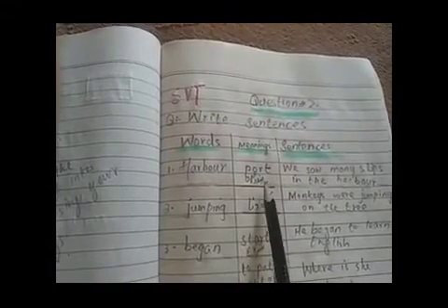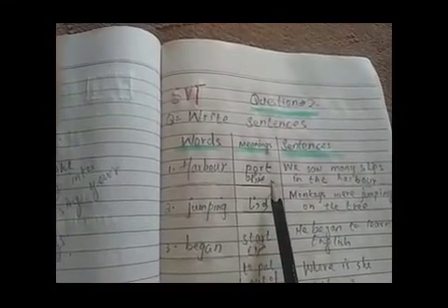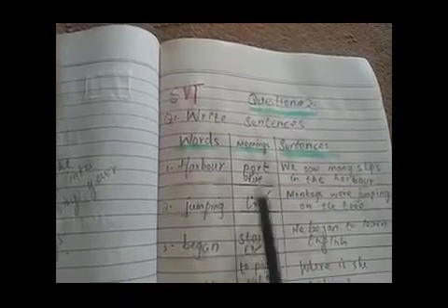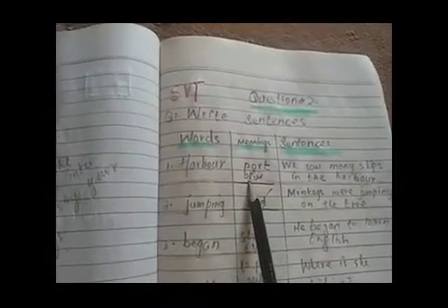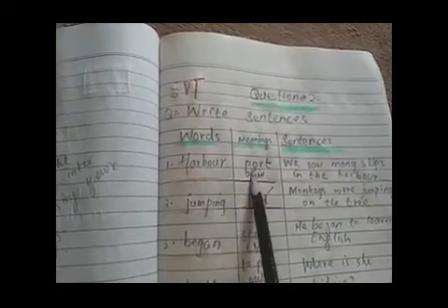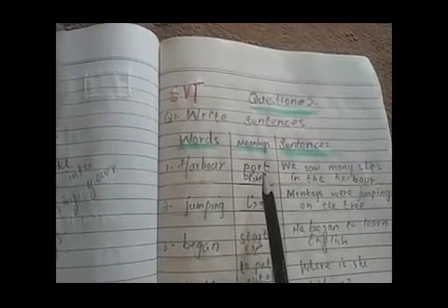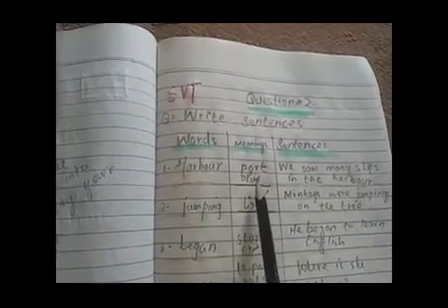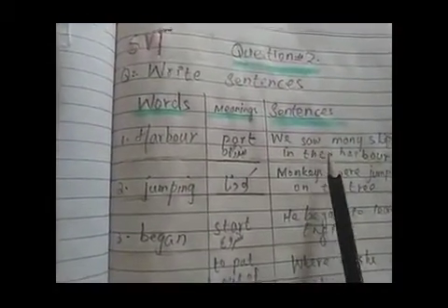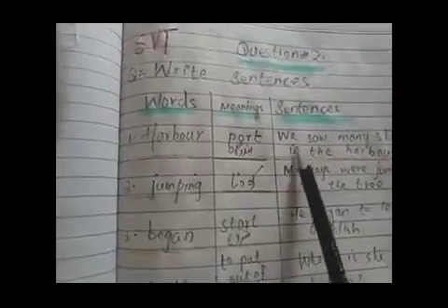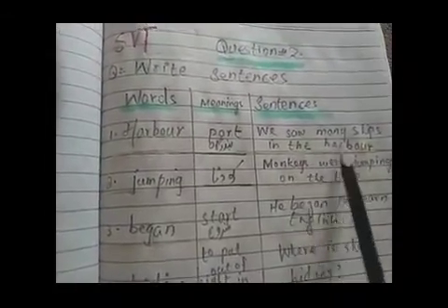Harbor means port. A place where ship stops, like the ship stop is known as harbor. You can also call it seaport or just port. A place or a stop where ship lands is called harbor. I have just written down a sentence, you can make your own sentence. The sentence I made is, we saw many ships in the harbor.